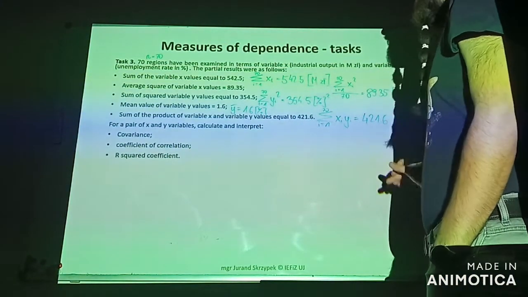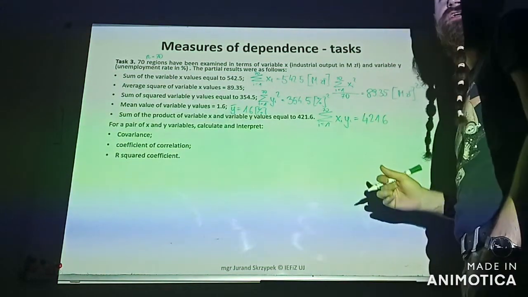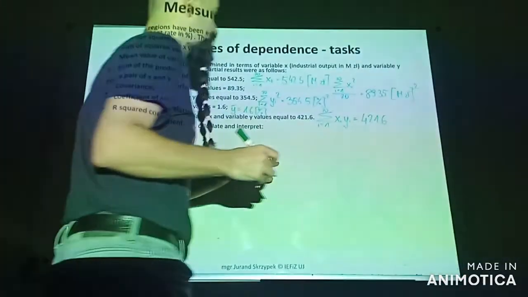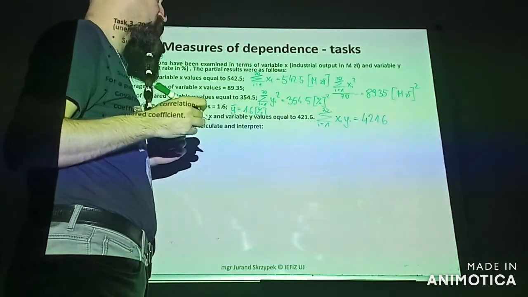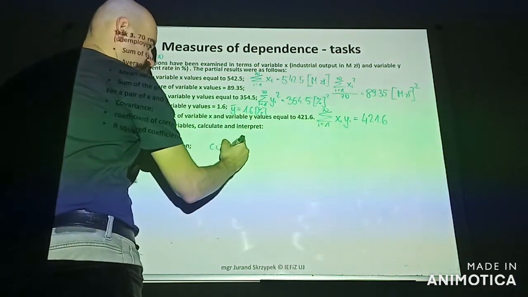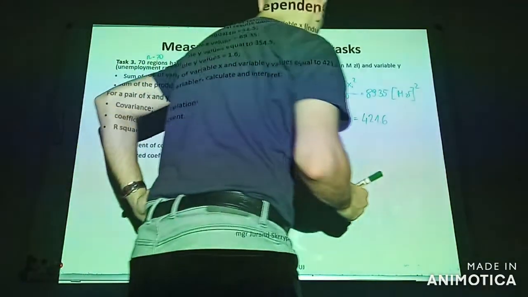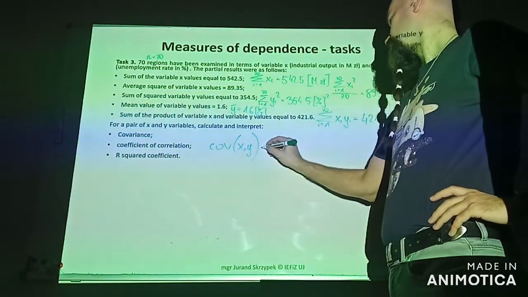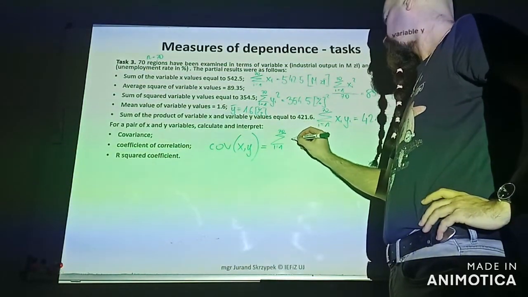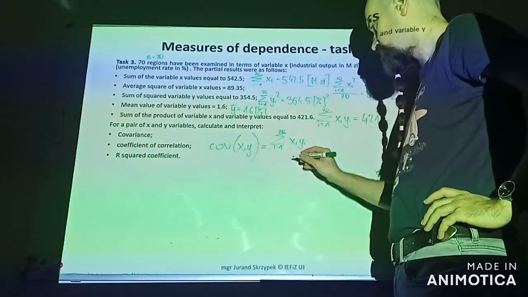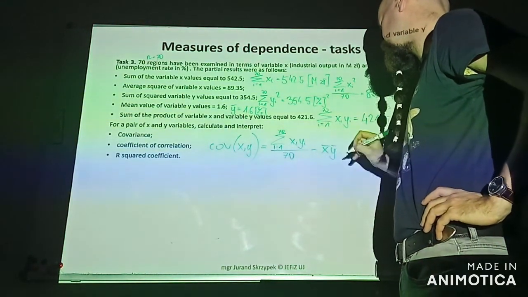Okay, we have recognized all the partial results, and now we are able to compute the covariance. We need to make use of these partial results. Covariance between industrial output and unemployment rate is the sum from i equal 1 up to 70 of xi yi divided by the population size, minus the mean value of x and the mean value of y.